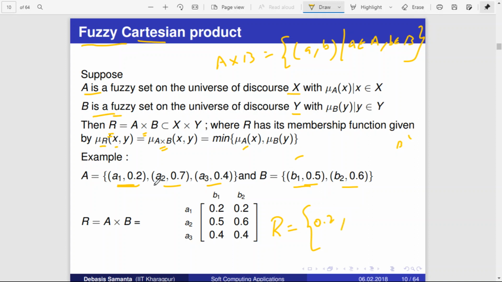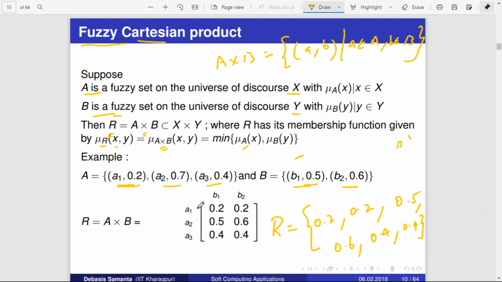Then compare A1 with B2, 0.2 and 0.6. 0.2 is smaller. Then compare A2 with B1, 0.7 and 0.5, which is smaller? 0.5 is smaller. Then compare A2 with B2, 0.7 and 0.6, which is smaller? 0.6 is smaller. Then compare A3 with B1, 0.4 and 0.5, which is smaller? 0.4 is smaller. Then compare A3 with B2, again 0.4 is smaller. So this is how we define the Cartesian product.